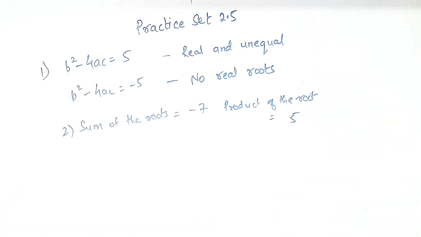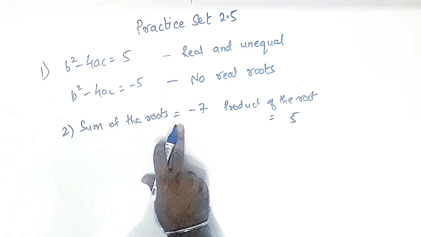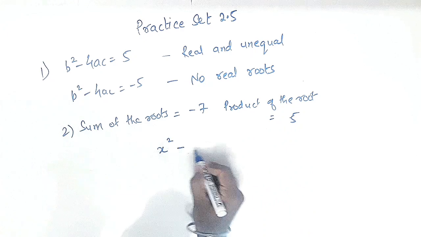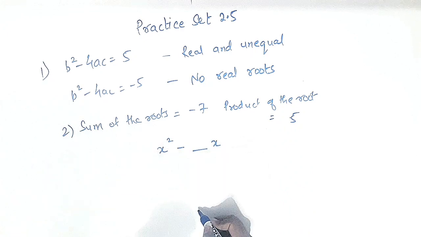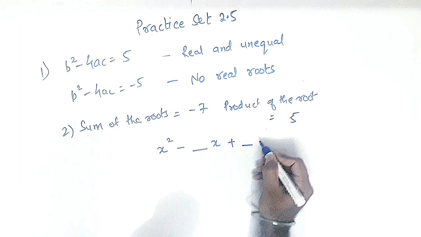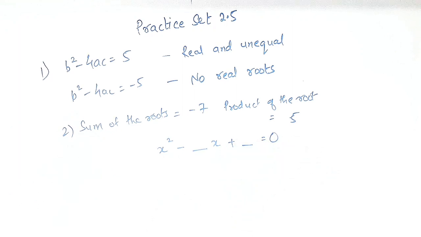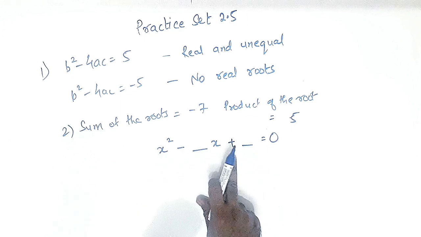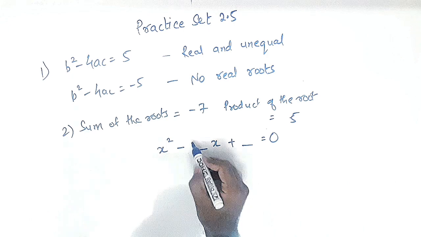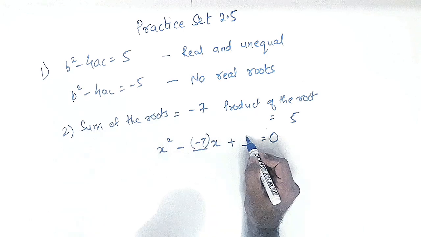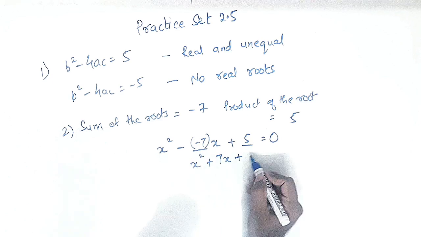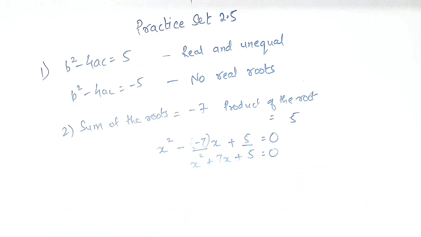If we know the sum of the roots and the product of the roots, we follow x square minus the sum of the roots into x plus the product of the roots equals 0. This is how we write. So here, x square minus the sum of the roots plus the product of the roots equals 0, so I can write minus 7 plus 5 equals 0. So your final answer will be x square plus 7x plus 5 equals 0.